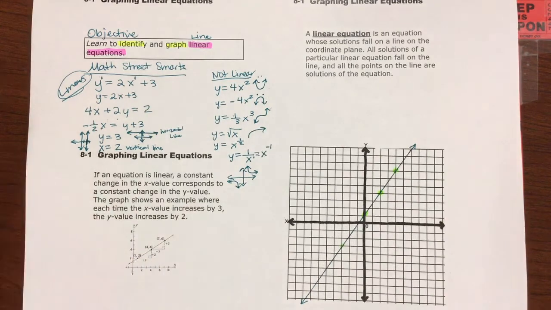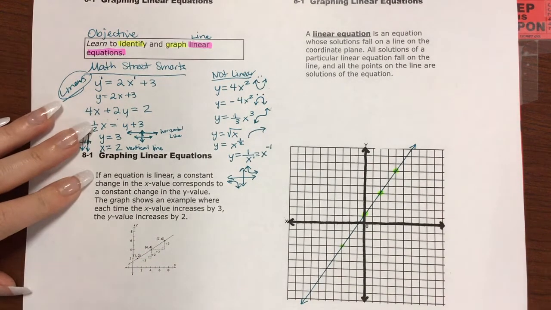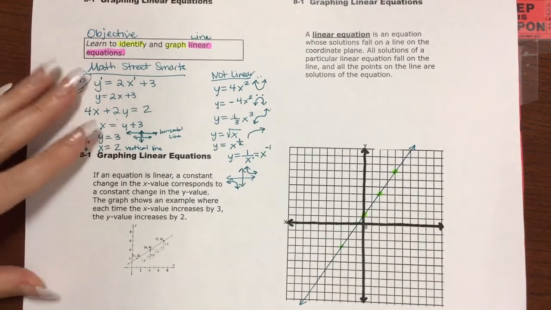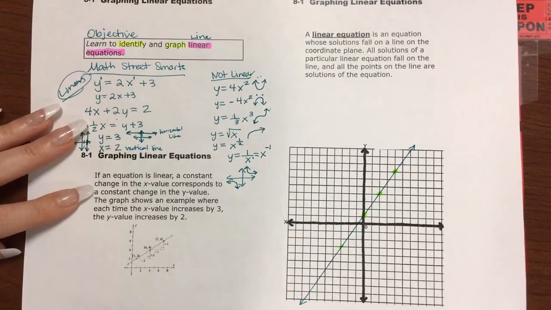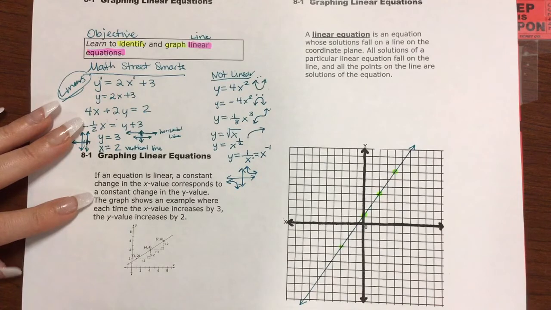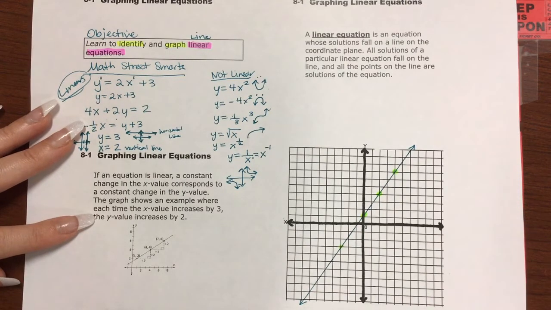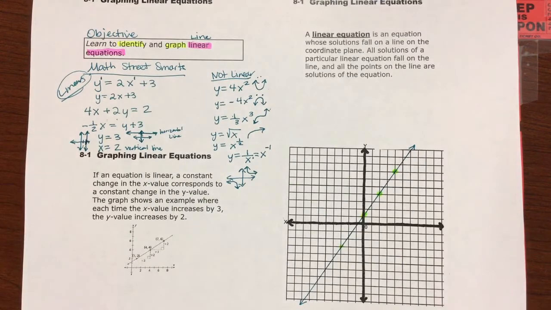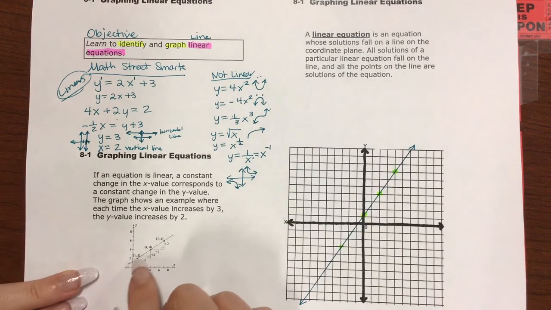Okay, so what I see here is it says if an equation is linear, a constant change in the x value corresponds to a constant change in the y value. The graph shows an example where each time the x value increases by 3 and the y value increases by 2. And if you see here, here's this little line, and here are points on that line. These points are solutions, okay?